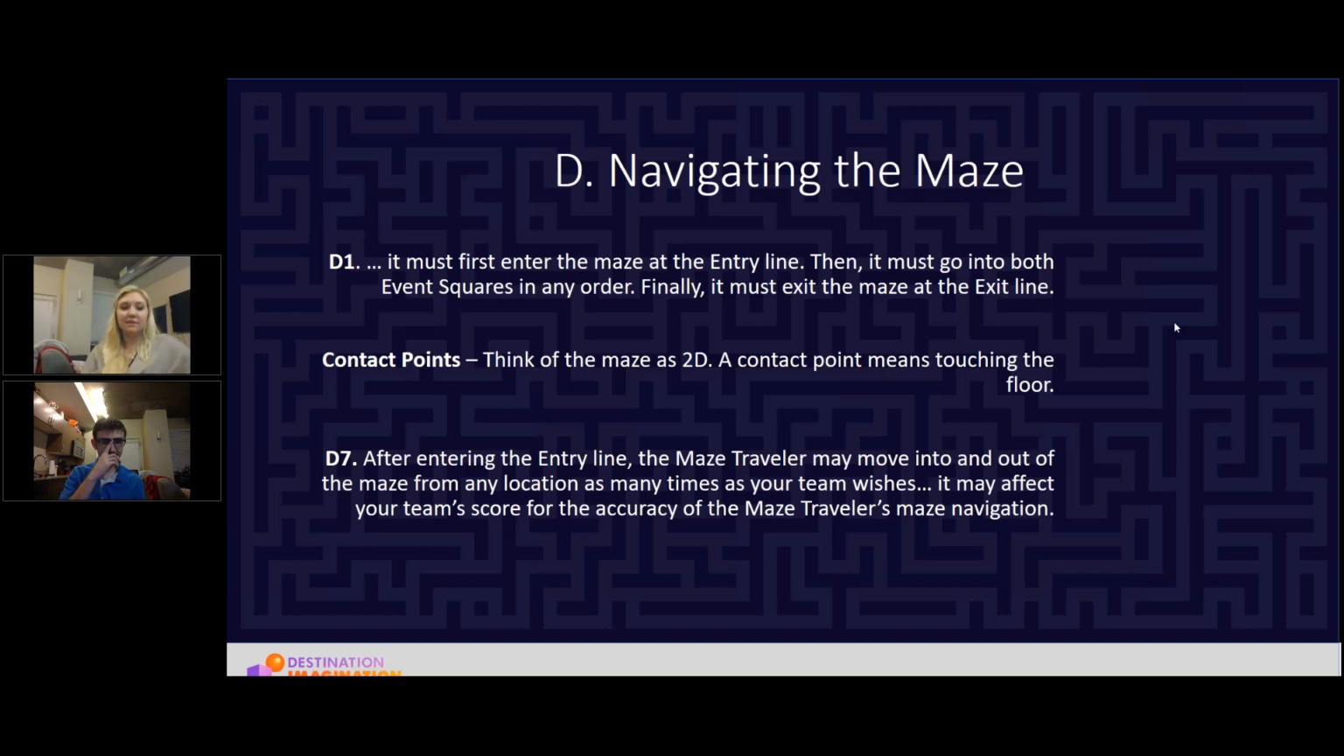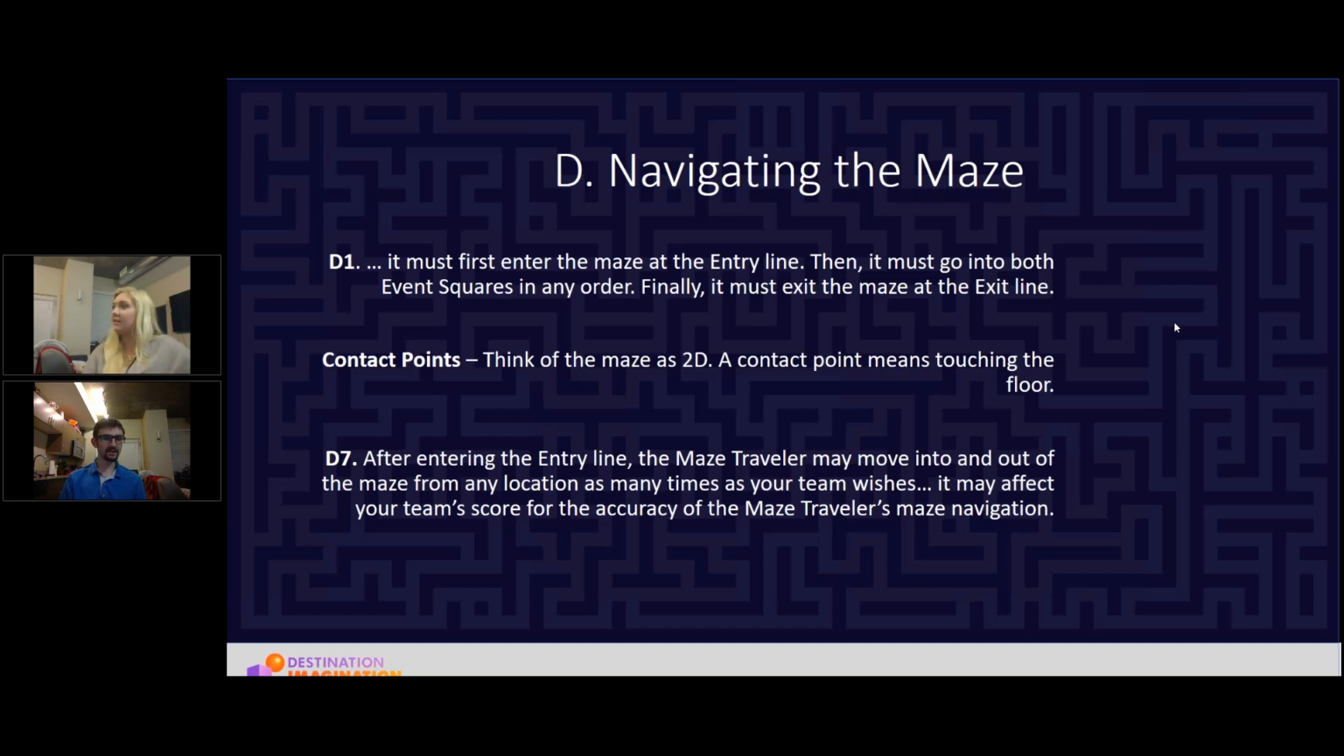Another really confusing language piece in this challenge is this idea of contact points. They spend a lot of time talking about what contact points are and how many contact points you have to have in order to count as being somewhere. We want to take the fear out of the contact points language. Basically, think of the maze as a two-dimensional thing. A contact point means it's touching the floor.